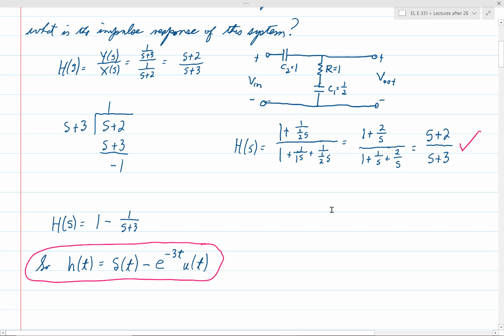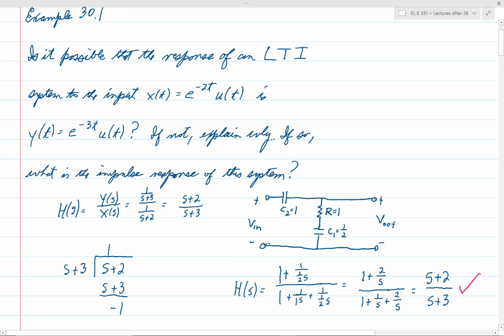And so then, 1 over 1/2 s is the same thing as 2 over s, and the same thing down here. Then we multiply top and bottom by s, and we get s plus 2 over s plus 3. So certainly, since we have been able to find a circuit like this, it makes it very clear that this is a perfectly acceptable input-output pair. Even though it may seem a little strange to you, it is perfectly acceptable.